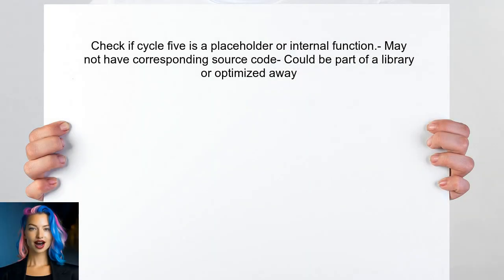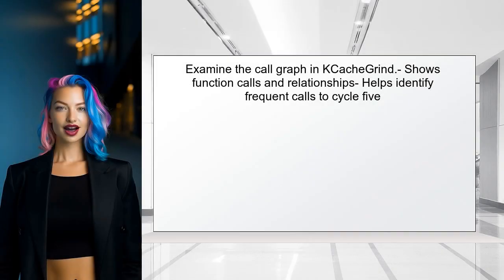Next, the user should check if the cycle5 function is a placeholder or an internal function that does not have corresponding source code. This can happen if the function is part of a library or if it was optimized away during execution. The user can also look into the call graph in KCacheGrind. This graph shows how functions are called and can help identify which part of the code is leading to the cycle5 function being called frequently.